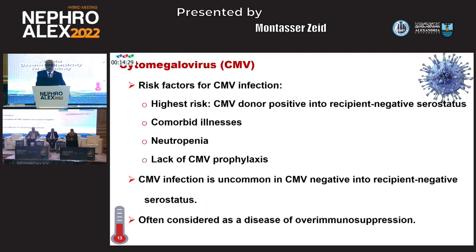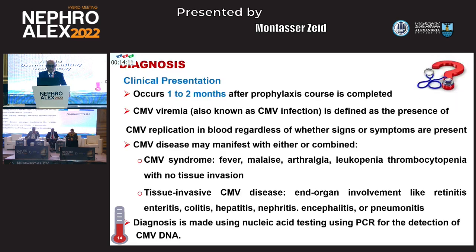The risk factors for CMV infection: highest risk from positive donor to negative recipient, neutropenia, comorbid illnesses, and lack of CMV prophylaxis. CMV infection is uncommon in CMV negative donor into negative recipient and often considered a disease of over-immunosuppression. Clinical presentation occurs, as mentioned before, from 1 to 2 months after the prophylaxis course is completed.